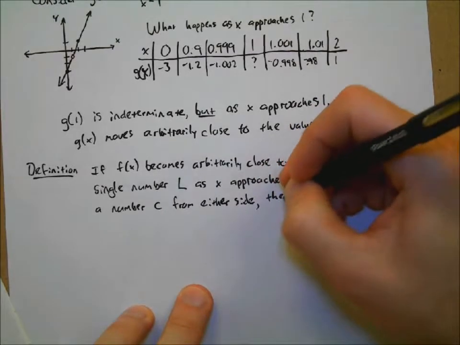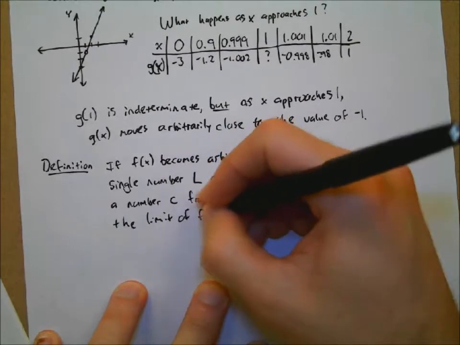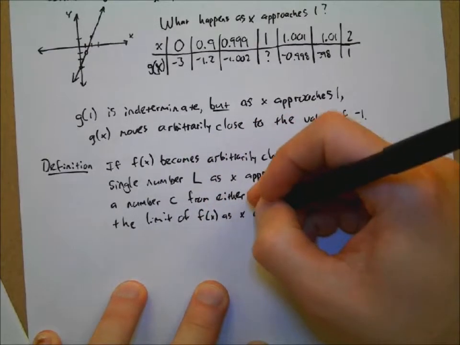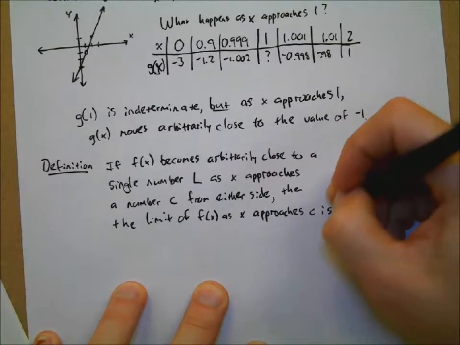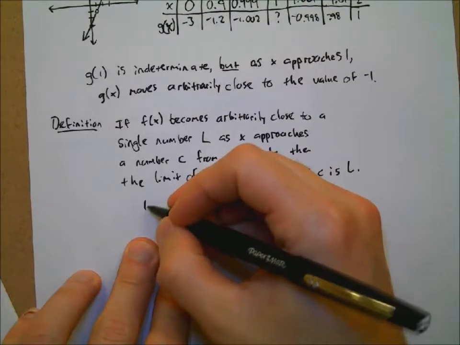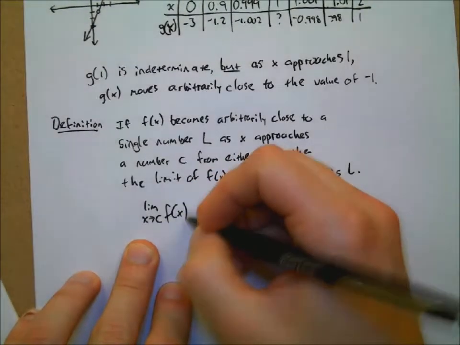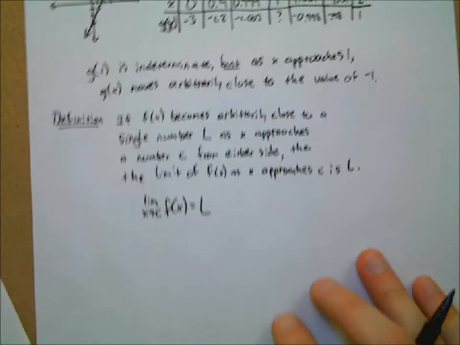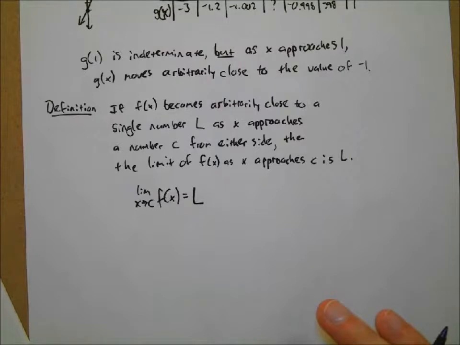Then the limit of f of x as x approaches c is capital L. In shorthand, we can write the limit as x approaches c of f of x equals capital L. That is the shorthand way to write this, how you can write that out symbolically.